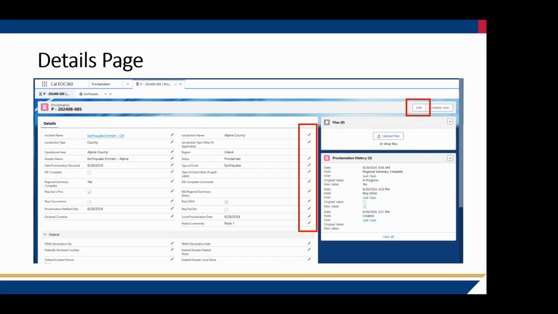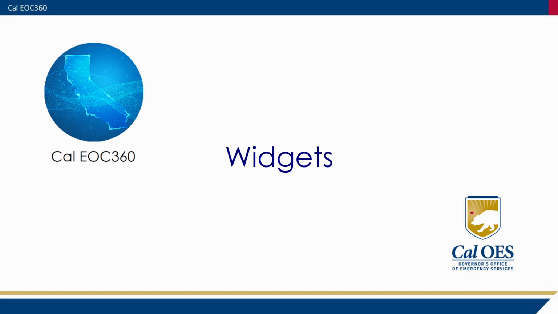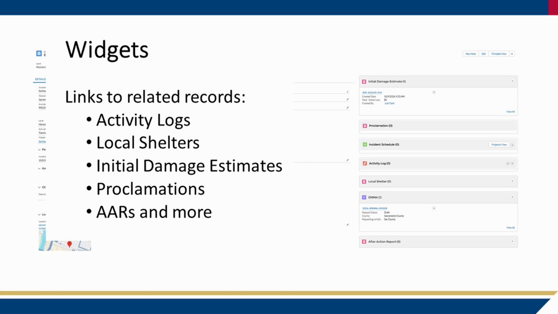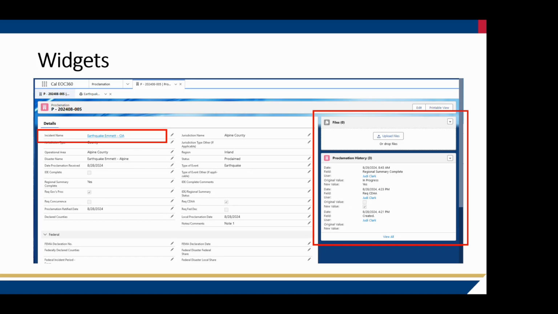And the pencils will open up the entire page for editing, but your cursor will be in that field, so quick and easy editing. Along the right column are widgets, the many apps, which are an overview of all apps that are related to this incident. So when you're in an incident page or a proclamations page, these are the related widgets for this particular application.